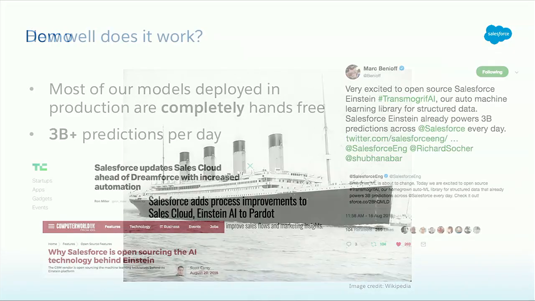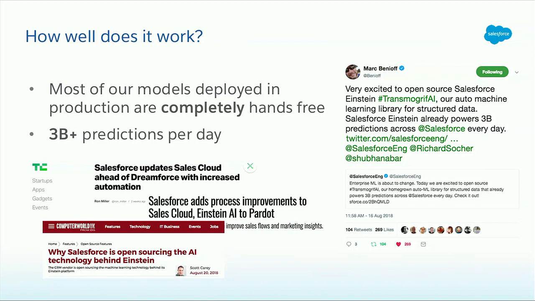So how well does it work? It works pretty well. It works so well that actually Mark himself tweeted about it. I was really proud of this tweet, so I decided to put it in the presentation. Currently, this library supports more than 3 billion predictions for Marketing Cloud and predictive lead scoring for the Sales Cloud and the Service Cloud. We have a ton of applications already using it internally.